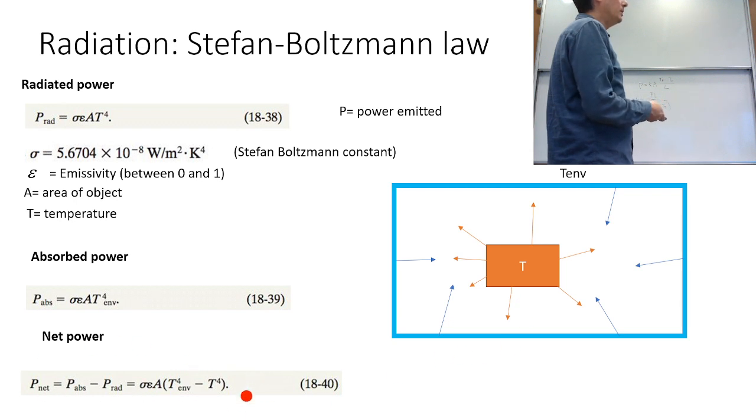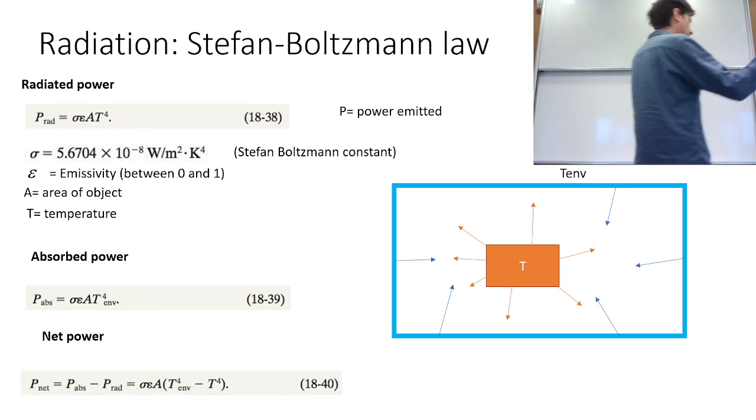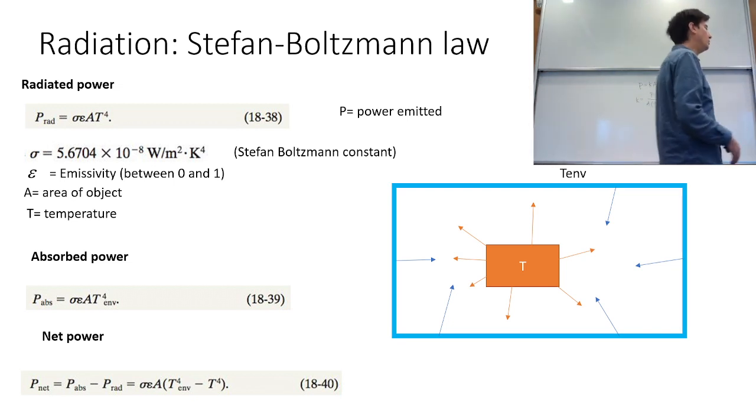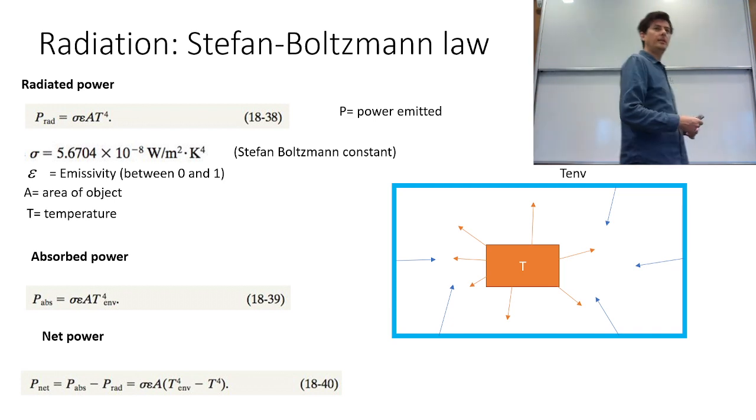So sometimes you calculate this net power, which is basically the difference in these two powers, right? So usually, if you're considering something hot here, then this T will be bigger than the T environment. And then this will be a negative number because it's losing energy, right? It's cooling down, it's emitting power, so it's going to be losing energy. I think this is one of the formulas that I give you in the formula sheet.